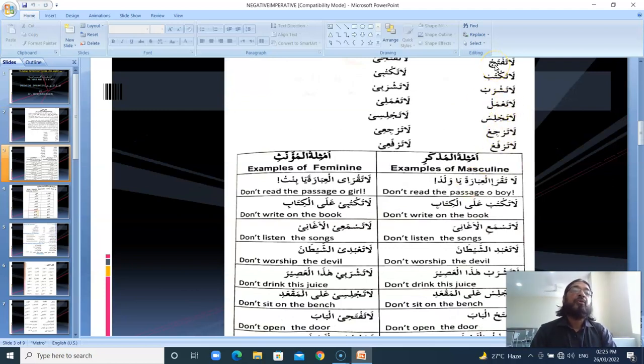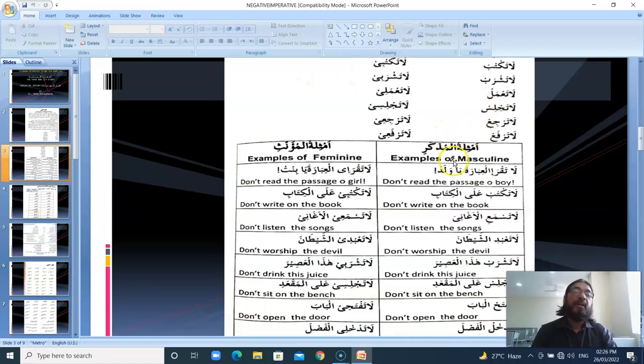La taftah, don't open. La taktub, don't write. La tashrab, don't drink. La ta'amal, don't work. La tajlis, don't sit. La tarji', don't return. La tarfa', don't lift. So, prohibition of the verbs will be there in this section. Then here amsilatul muzakkar, amsilatul muannas.